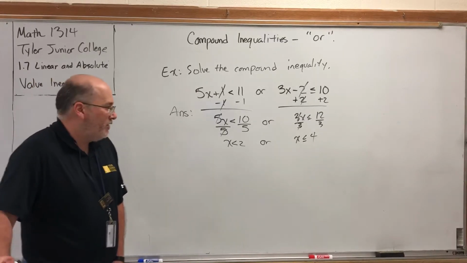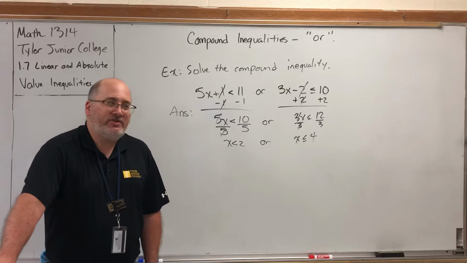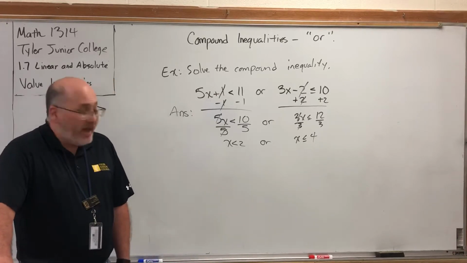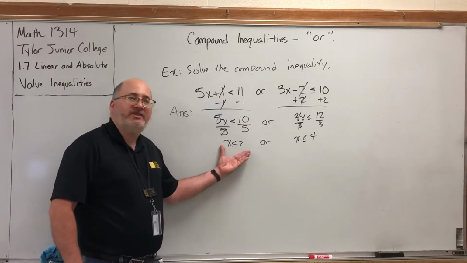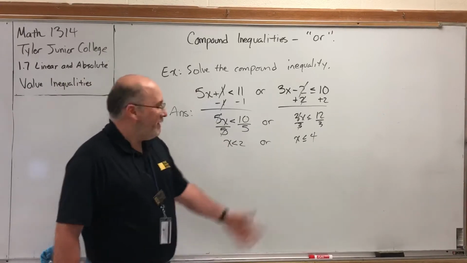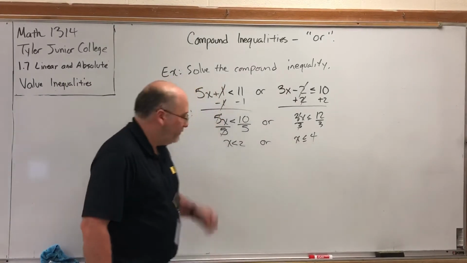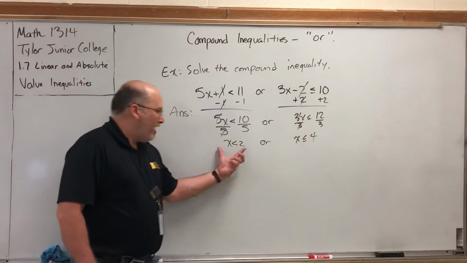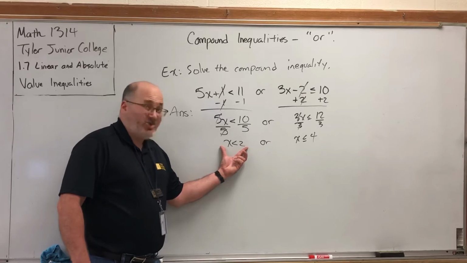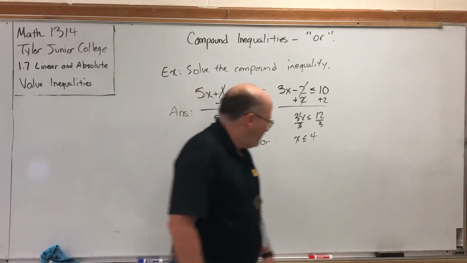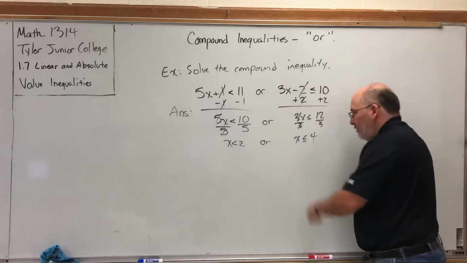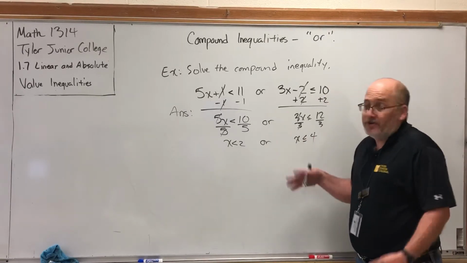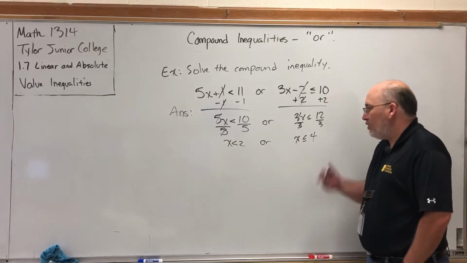So we want all the numbers that satisfy either one of these. For example, is 1 a solution? Yes, 1 satisfies this inequality. That's all it needs. It also satisfies this one. Is 3 a solution? Well, 3 does not satisfy this inequality. 3 is not less than 2. But it does satisfy this one. To be a solution, you just have to satisfy one or the other. You might satisfy both. So yes, 3 would be a solution.